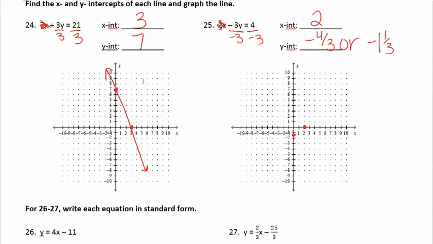So you're in between -1 and -2, a little closer to -1. My dot doesn't want to stay on the screen. So there you go. So that is what 24 and 25 look like.